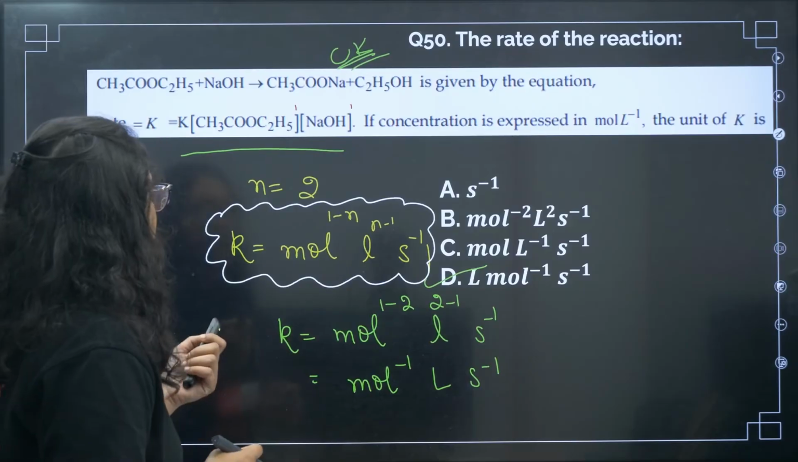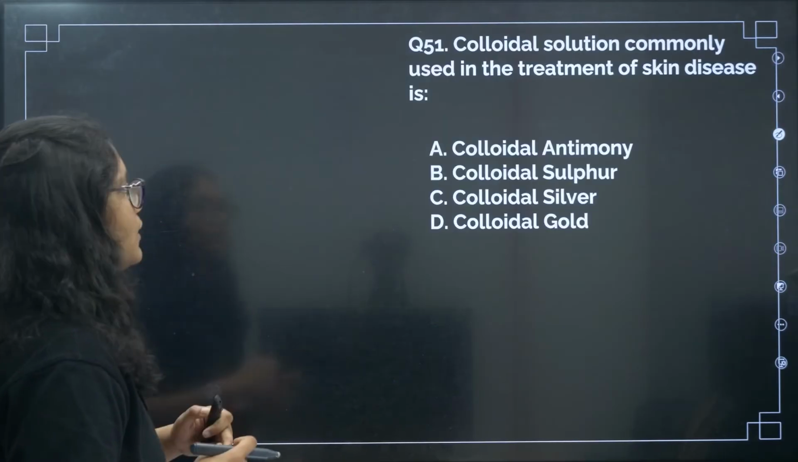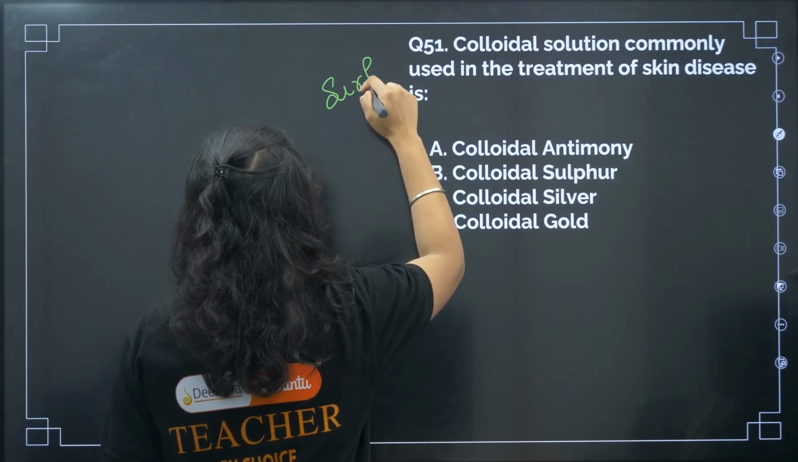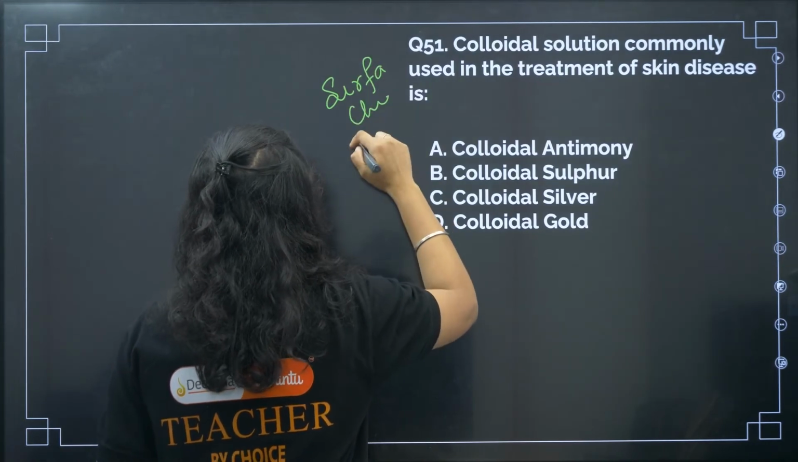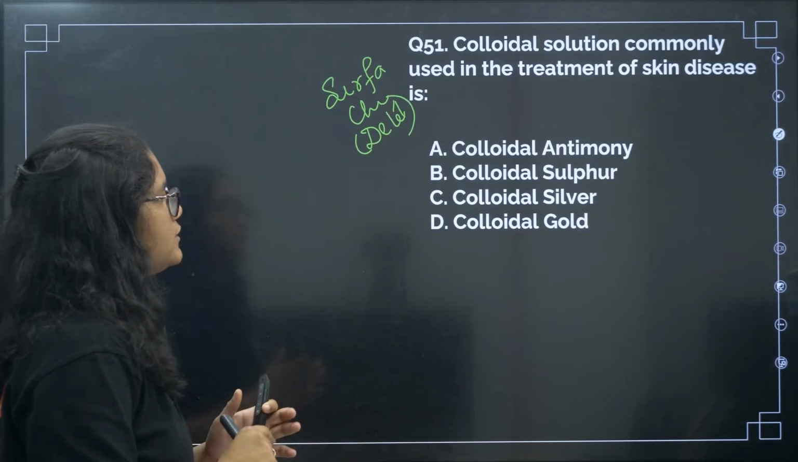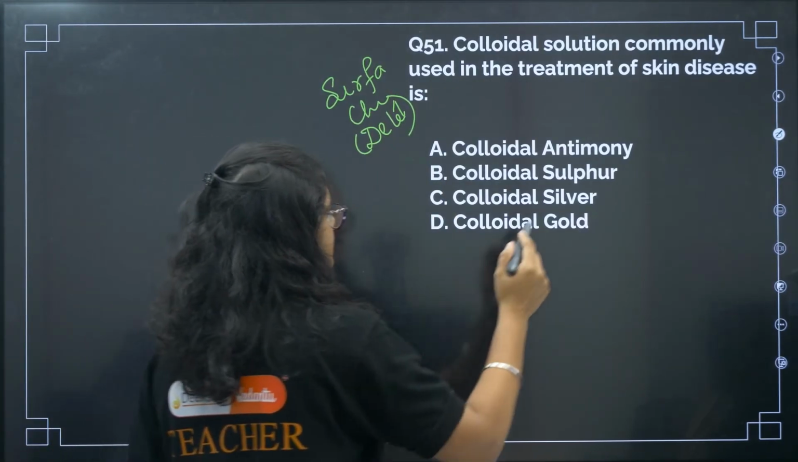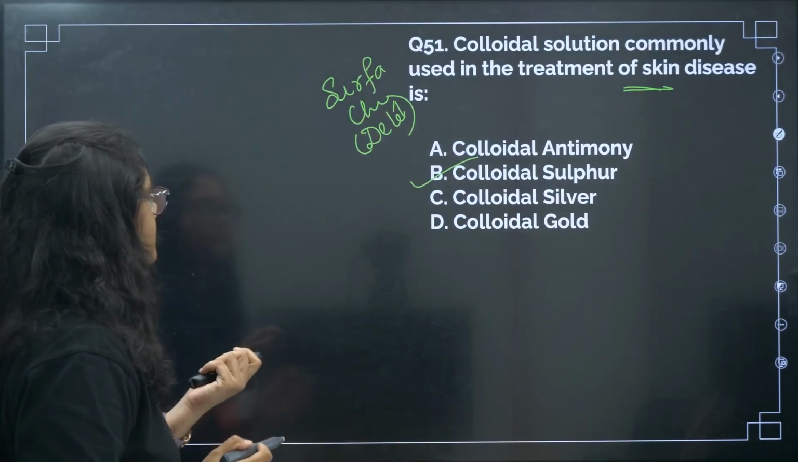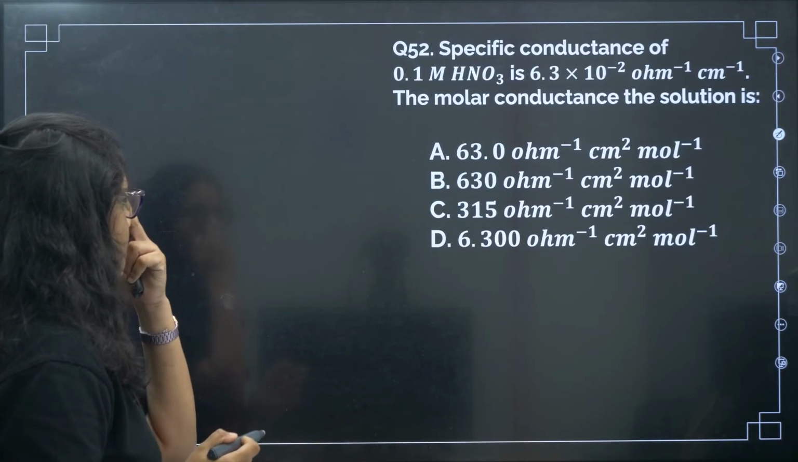Okay. Now coming to question number 51. Colloidal solution commonly. So this question is from your surface chemistry. Again, which is a deleted topic. No need to study this. Colloidal solution commonly used in the treatment of skin disease. Okay. So that is your colloidal sulfur. Correct answer is option number B. Now coming to question number 52.